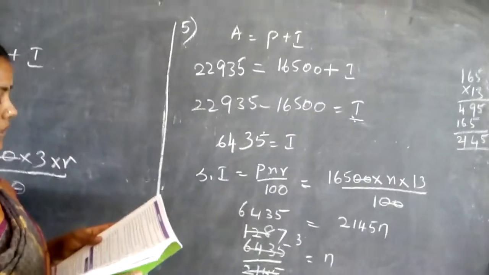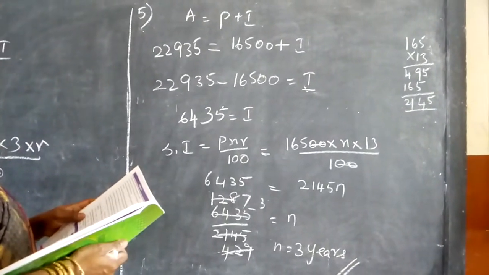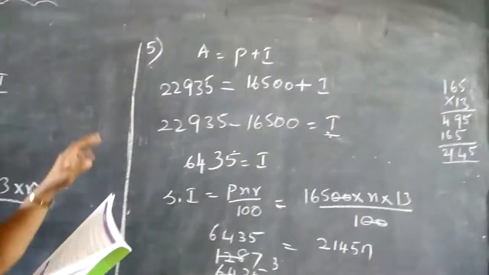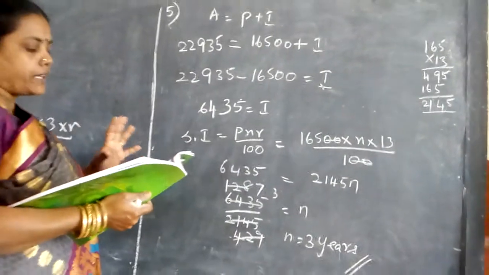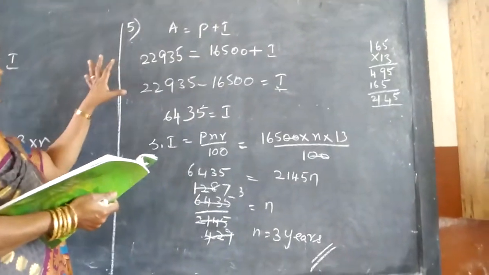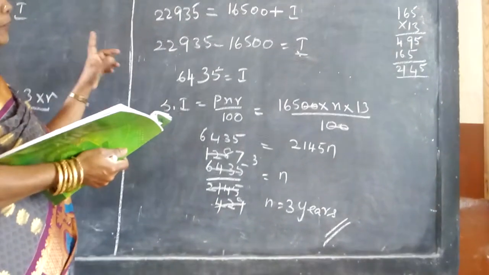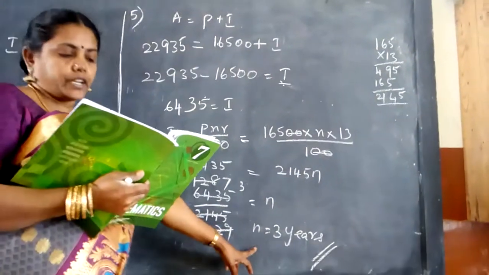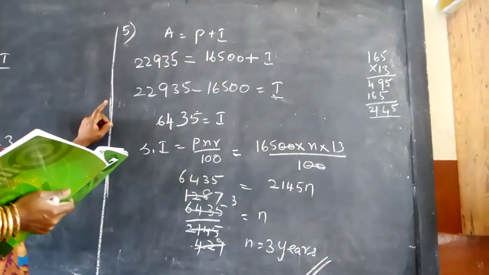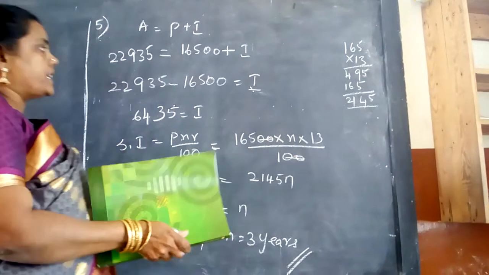In what time will rupees 16,500 amount to rupees 22,935 at 13% per annum? That means the principal is 16,500 and the amount is 22,935. The question asked is at what time, so the number of years n is what we are going to find out. The rate of interest is given as 13%, which I have written over here. So our aim is to find n. How do we find n?